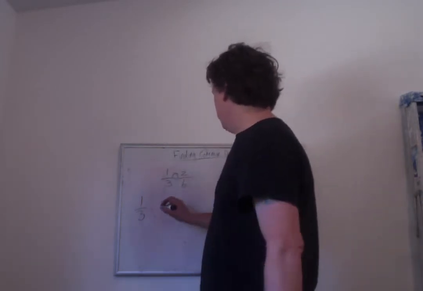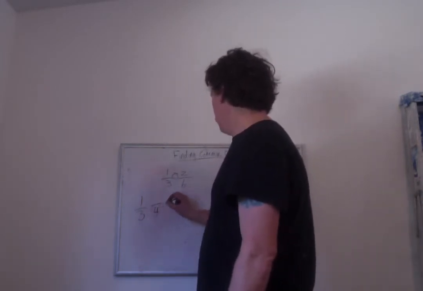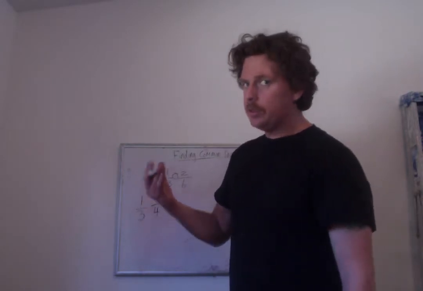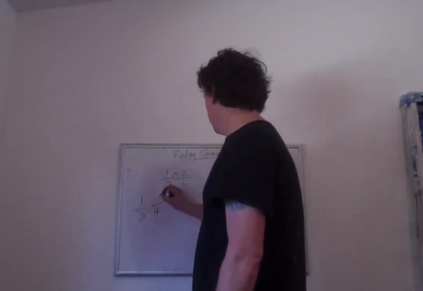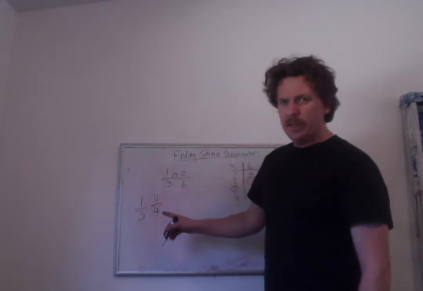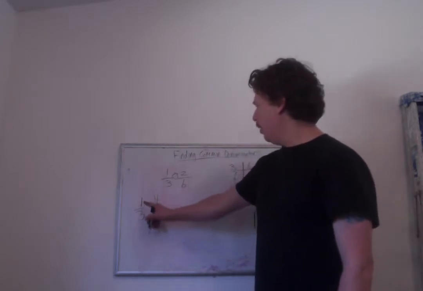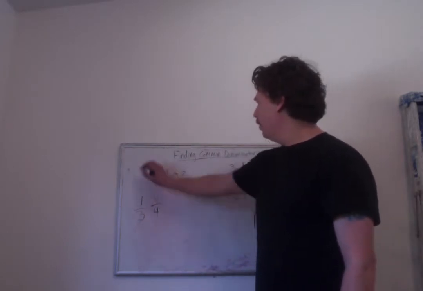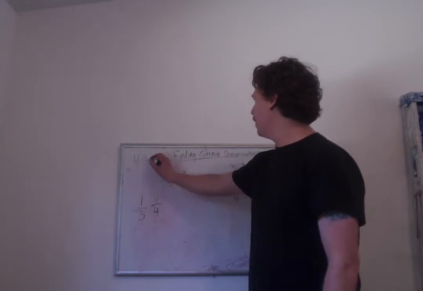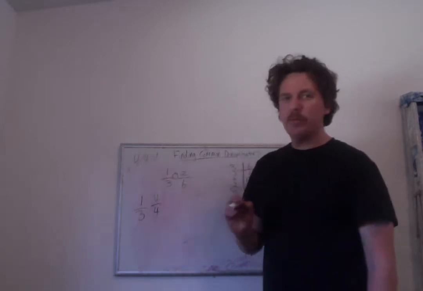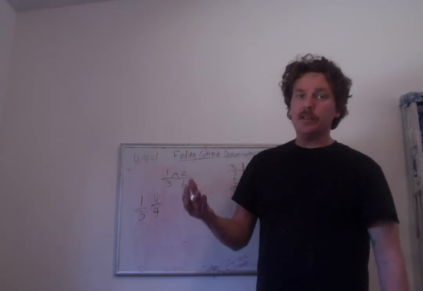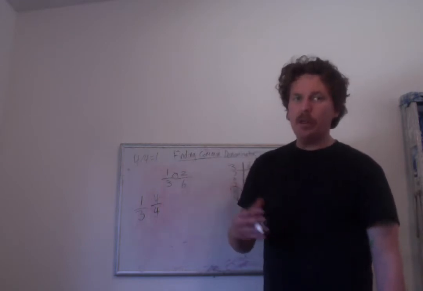To get to 12, we have to multiply 3 by 4. Anything you do to the denominator, you must do to the numerator. Just an interesting side note, when I multiply 1 third by 4 over 4, 4 divided by 4 equals 1. So I'm literally multiplying by 1. And as you know, any number you multiply by 1 equals that number.